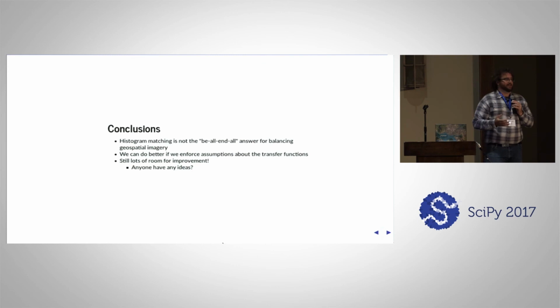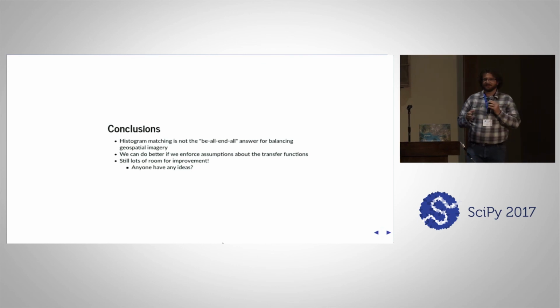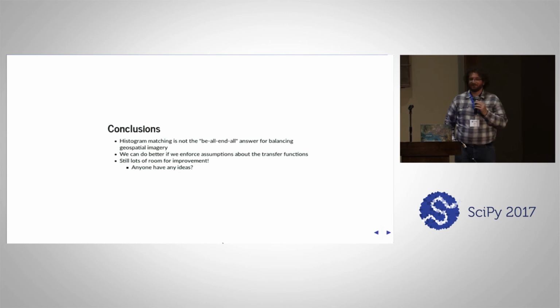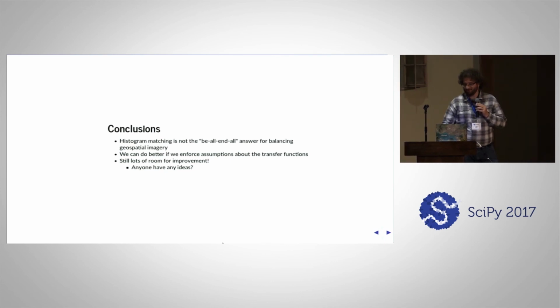And that's what I think I want to emphasize here. Histogram matching has been seen as, I think, the be-all and end-all for geospatial data color balancing. And I think we can do a lot better. And there's still a lot more that can be done here. So if anyone has any ideas, I'm all ears. This is a problem that's surprisingly interesting.